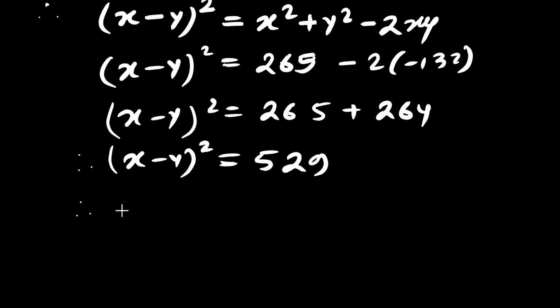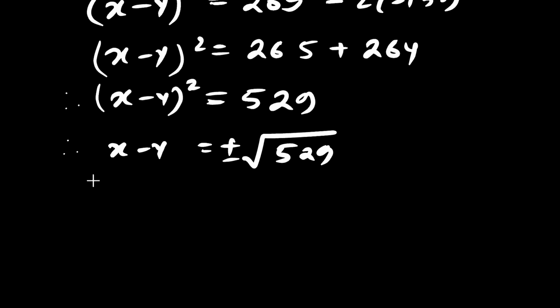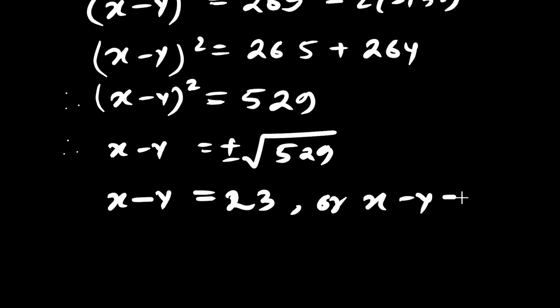Taking the square root of both sides gives two possibilities, because both positive and negative numbers have the same square. So x minus y equals positive 23, or x minus y equals -23. Let's solve each case separately.